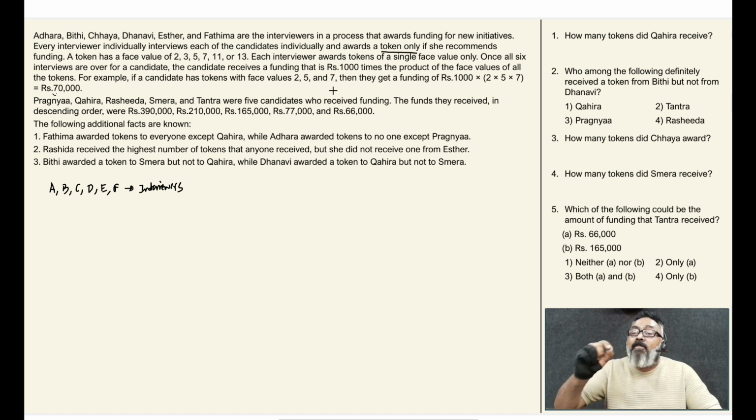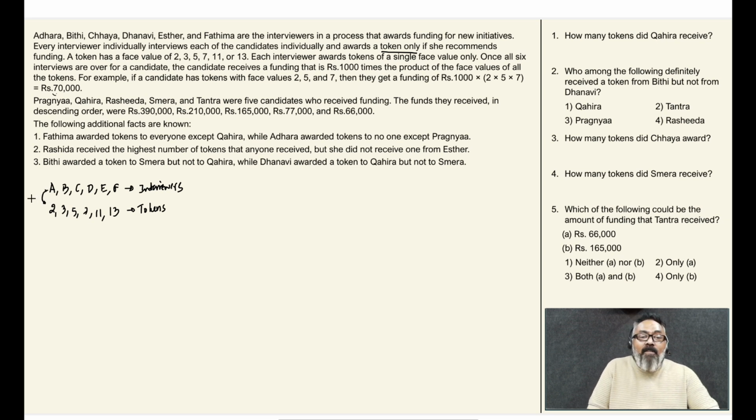So token is being assigned. I'm using the word assigned here because I can already see a tick and cross in my head. Token is assigned only if she recommends funding. The face value of the token is 2, 3, 5, 7, 11 and 13, which you can see are prime numbers, by the way. Okay, these are tokens. Each interviewer awards a token of a single face value only.